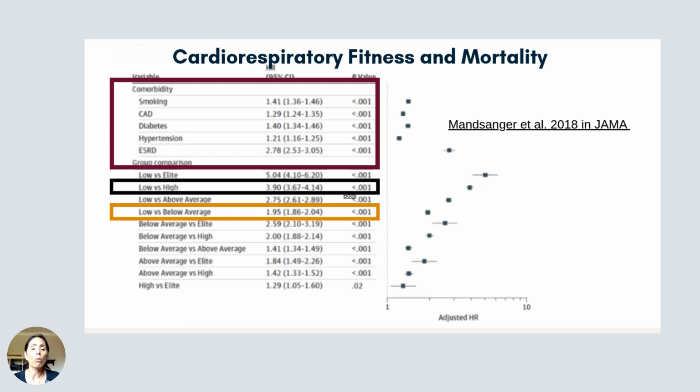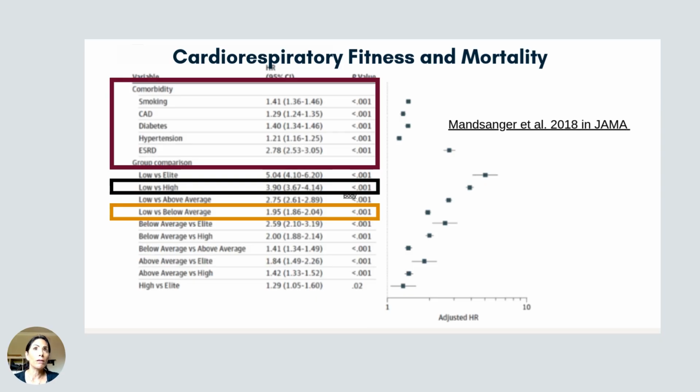So if you were a smoker, you were 1.4 times more likely to die than a non-smoker. That's 140% more likely. It's stated differently. Cardiac disease, 1.29 times more likely, or 130% essentially. Diabetes, 140% more likely to die. 120% more likely to die if you had hypertension compared with non.